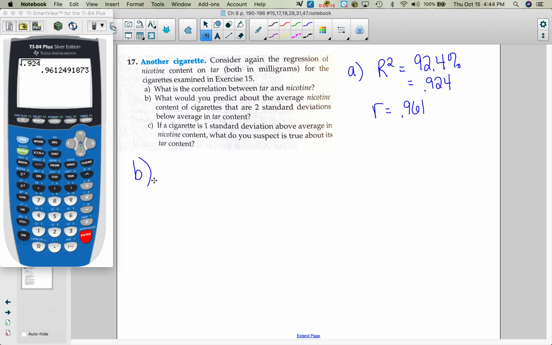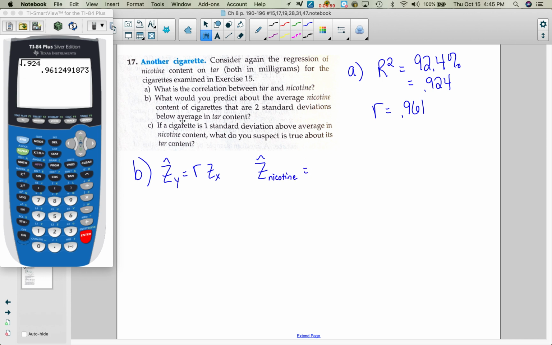Part B says, what would you predict about the average nicotine content? Remember, nicotine was our Y values. It's our response. That are 2 standard deviations below average in tar content. So this is going to have that same relationship that we saw in that problem yesterday. So remember, we had z-hat Y equals R times zX. So we want to know for this, what would we predict about the nicotine?